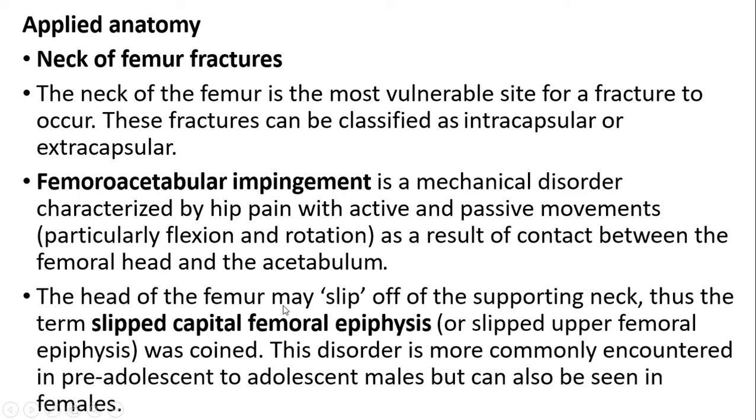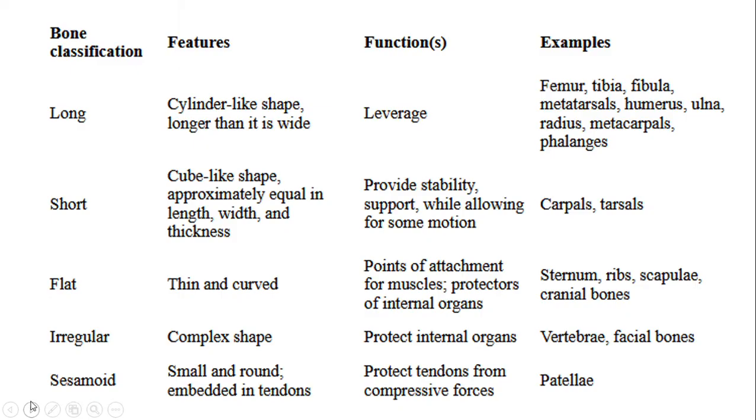The head of the femur may slip off the supporting neck. Thus, the term slipped capital femoral epiphysis was coined. The disorder is more commonly encountered in pre-adolescent to adolescent males but can also be seen in females. The bone classification: it is classified into long, short, flat, irregular, and sesamoid bones.